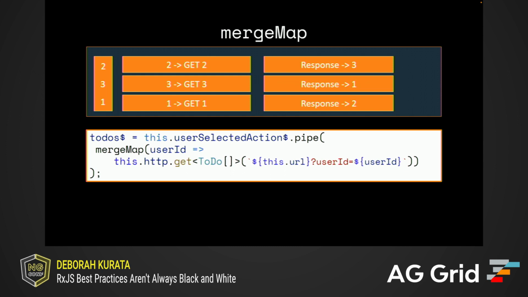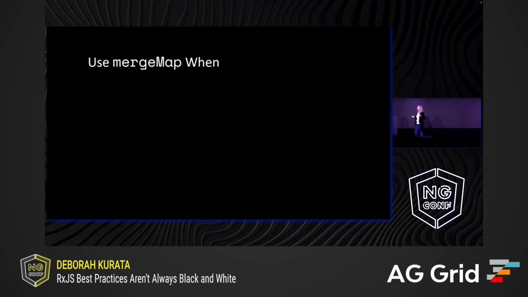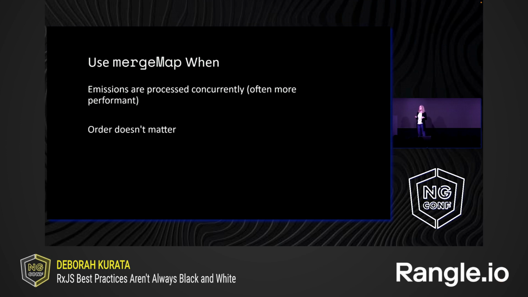Does that mean MergeMap is not useful? That's not the case. MergeMap is very useful. When is it best practice to use MergeMap? When we want all the emissions to go all at the same time, or relatively at the same time. We want it to be more performant when order doesn't matter.